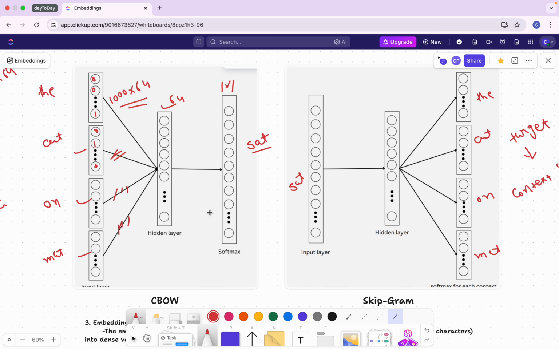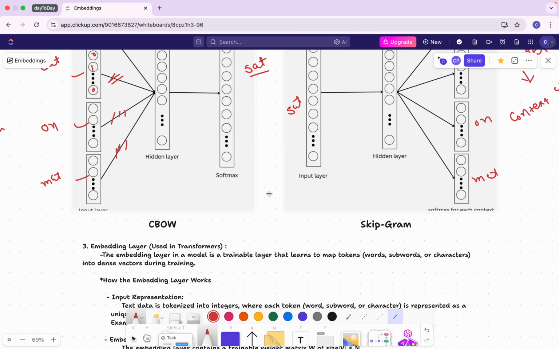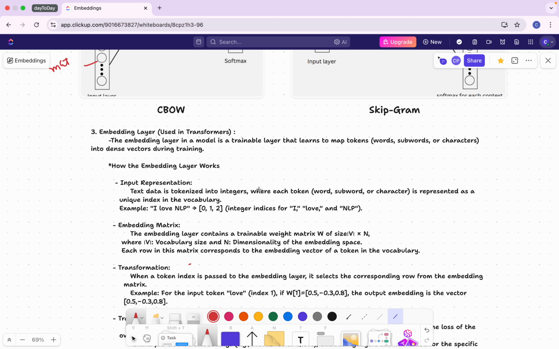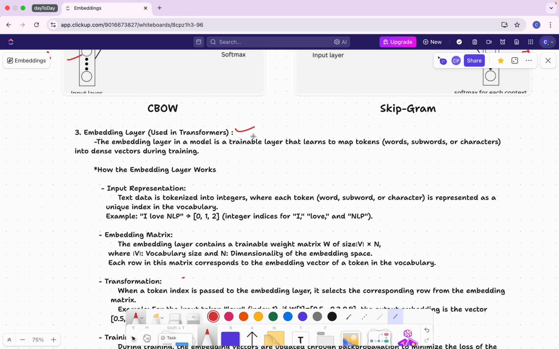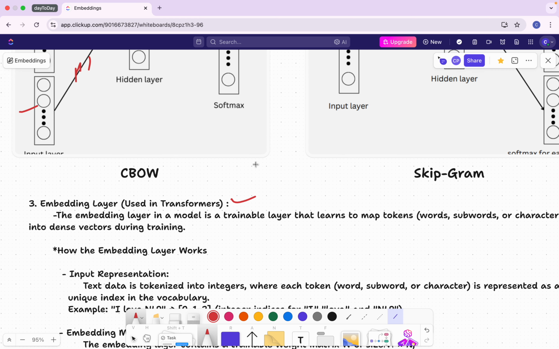So this is how we can create embeddings using a deep learning technique. Now there is a third way to create an embedding, which is to use the embedding layer. Let me zoom in a little bit. So there is a way to use an embedding layer. You can treat it as a trainable layer which learns how to map tokens or words to a particular vector space, which is the embedding.